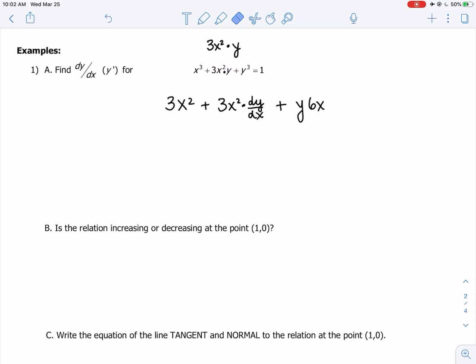Now we can move on to the next term and say, all right, let's take the derivative of y cubed. That just looks like a power rule to me.